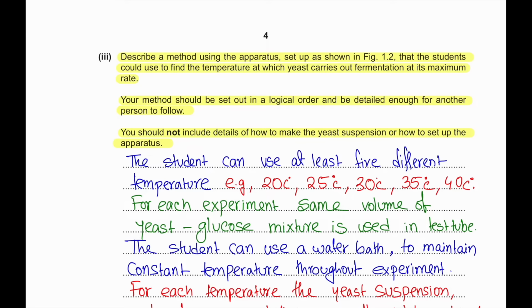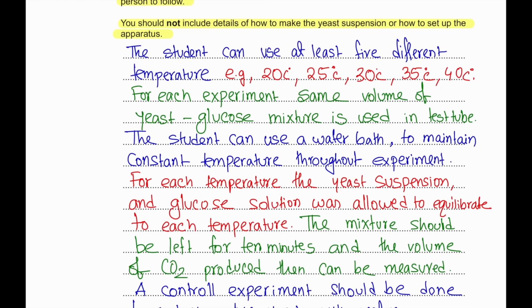So, guys, the question said: describe a method using the apparatus set up as shown in figure 1.2 that the students could use to find the temperature at which yeast carried out fermentation at its maximum rate. You should set out in a logical order and it should be detailed enough for another person to follow.